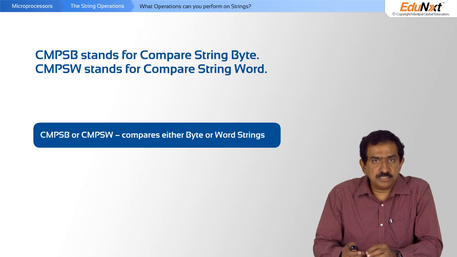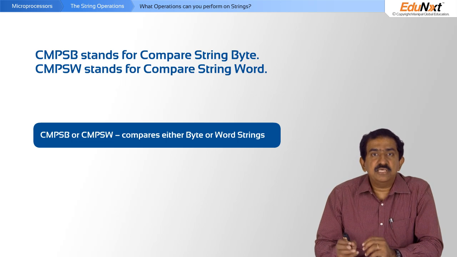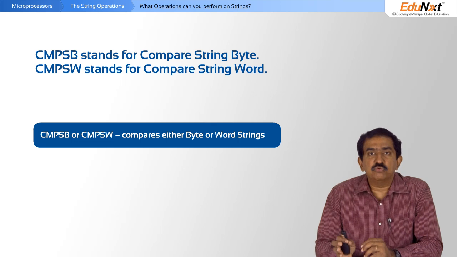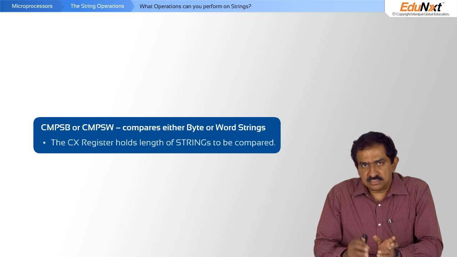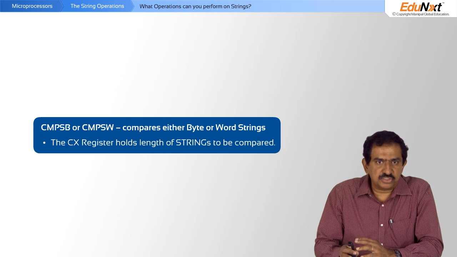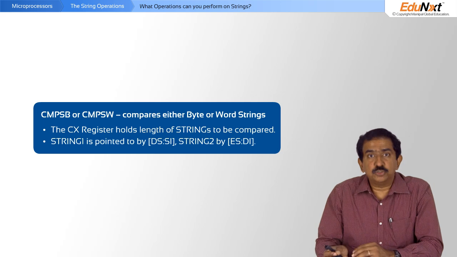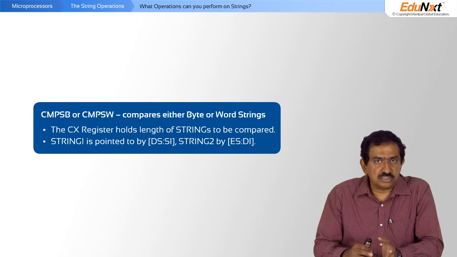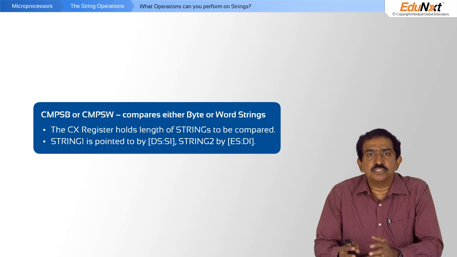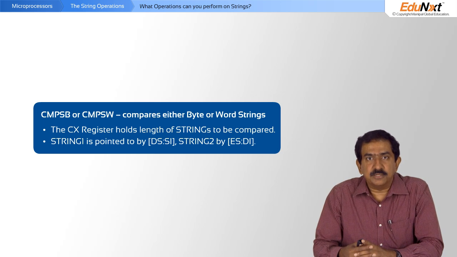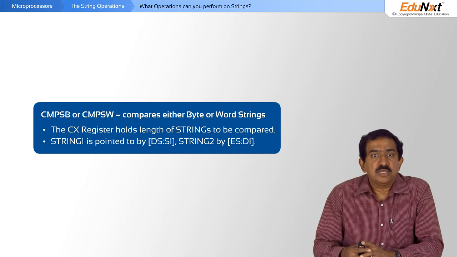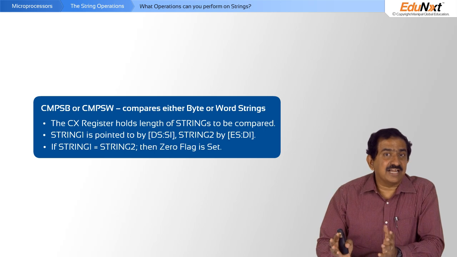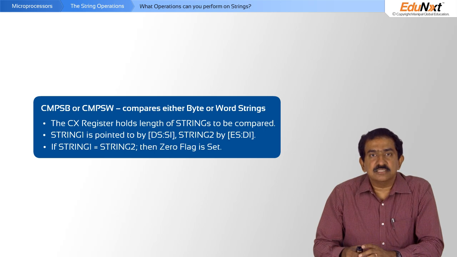So compare string, CMPS, B or W, B for byte, W for word. And in this case, the CX register, of course, holds the length of the string. String 1 is pointed to by the data segment colon SI. The other string, string 2, if you will, is pointed to by extra segment colon DI, so ES:DI. If both the strings are identical, the zero flag is set.